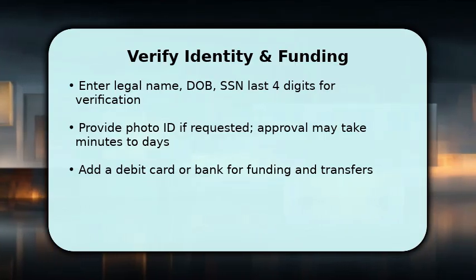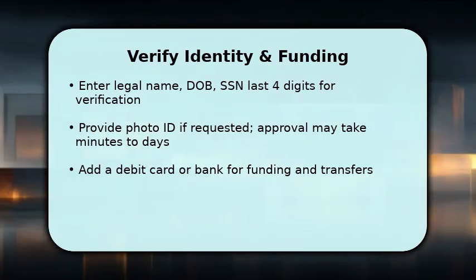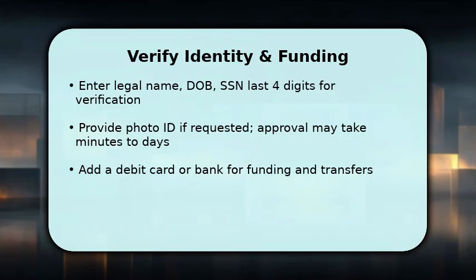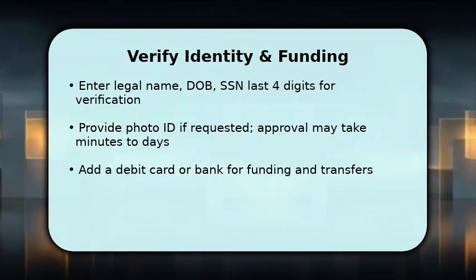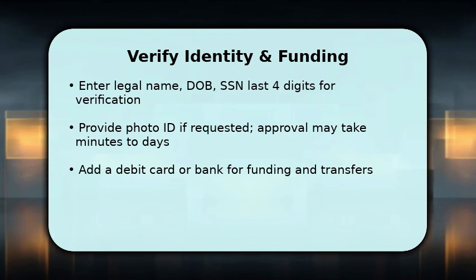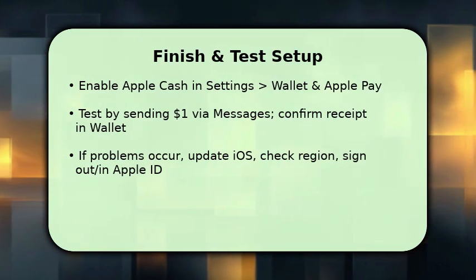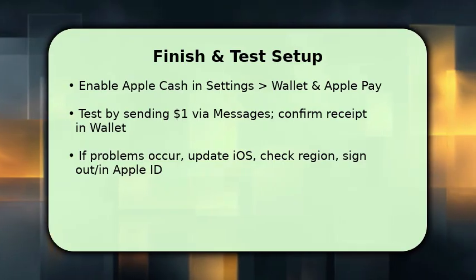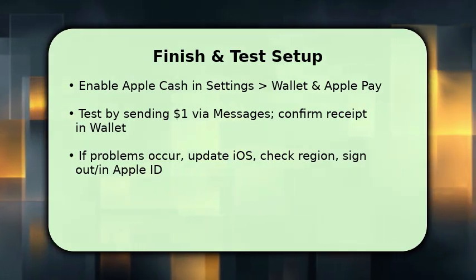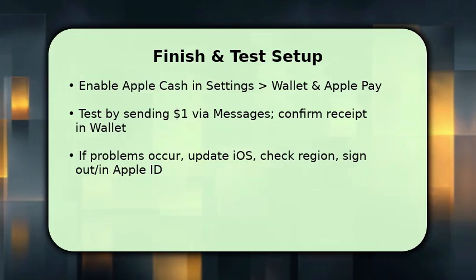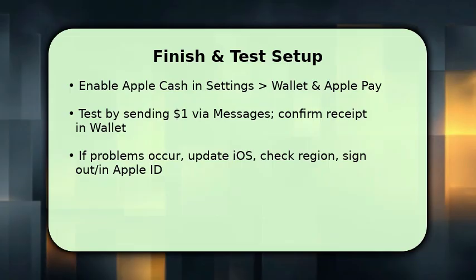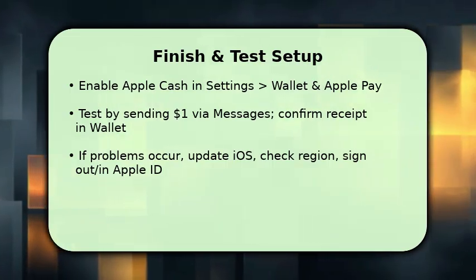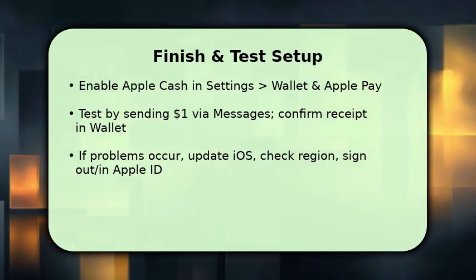After verification starts, add a debit card or link a bank account in Wallet to fund Apple Cash and enable transfers. Make sure your billing address matches your official records to avoid delays. Once verification completes, enable Apple Cash in settings under Wallet and Apple Pay and confirm your defaults for payment. Test the setup by sending a small amount, like $1, through Messages to a friend and confirm it appears in Wallet. This verifies funding and transfer functionality.